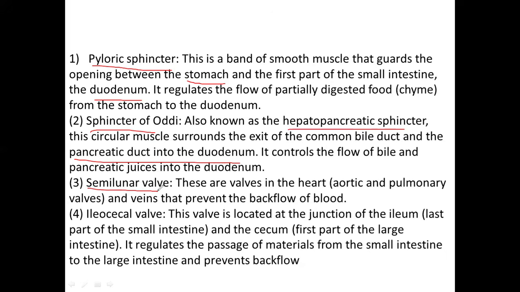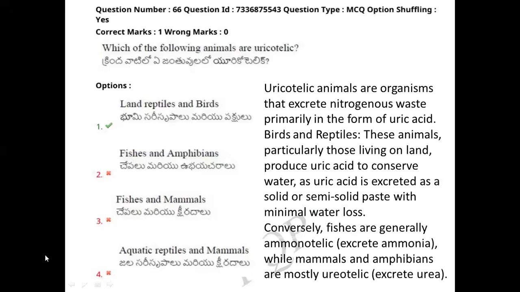Next is this semilunar valves. So it is generally present in the heart, everyone knows, between the aortic and the pulmonary valves. The function is to protect from backflow. Next is ileocecal valve. So it is present at the junction of ileum and the cecum. Name itself suggests, it helps prevent backflow. So this is about different sphincters and their location and function.